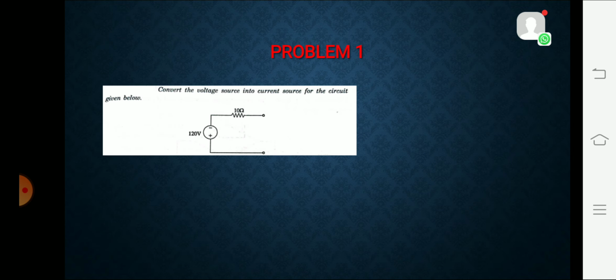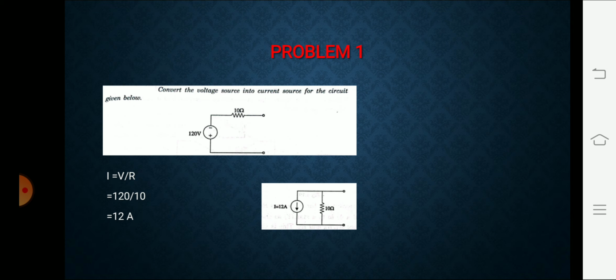Next, see the problem. The first problem is to convert the voltage source into a current source for the circuit shown in the figure. In this diagram, the voltage value is 120 volts and the resistance value is 10 ohms. This voltage source is converted into a current source. So first we calculate the current value. I is equal to V by R. V is 120, R is 10. Substituting the values, we get the current value 12 amps.